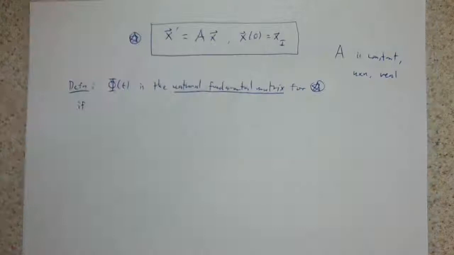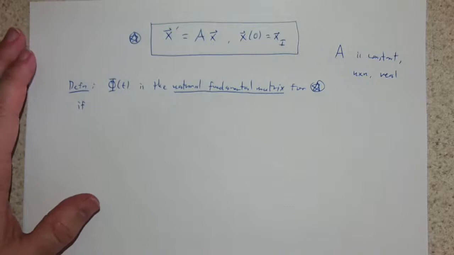The thing we're defining now is called the natural fundamental matrix. This is different, but we're going to see how they're related, and why we're making a distinction here. Basically, the natural fundamental matrix is just a little bit nicer, and we'll see explicitly what I mean by this once we have all the tools. So, anyway, this is the natural fundamental matrix for star.